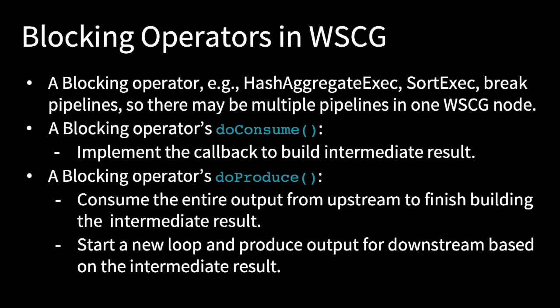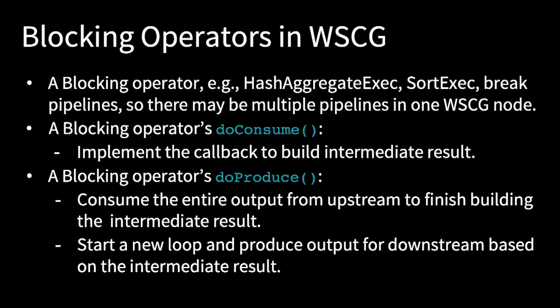So how do we implement the code generation interface with a blocking operator? The consume method just takes each row from the upstream operator and uses them to build the intermediate result. So for example, for hash aggregate, the intermediate result will be a hash map. And the sorter in the sort operation is also the intermediate result.